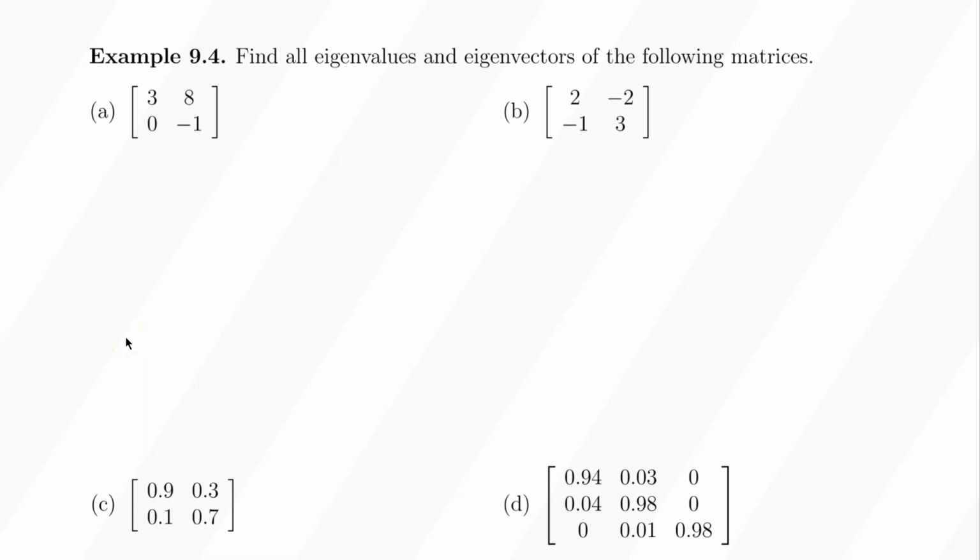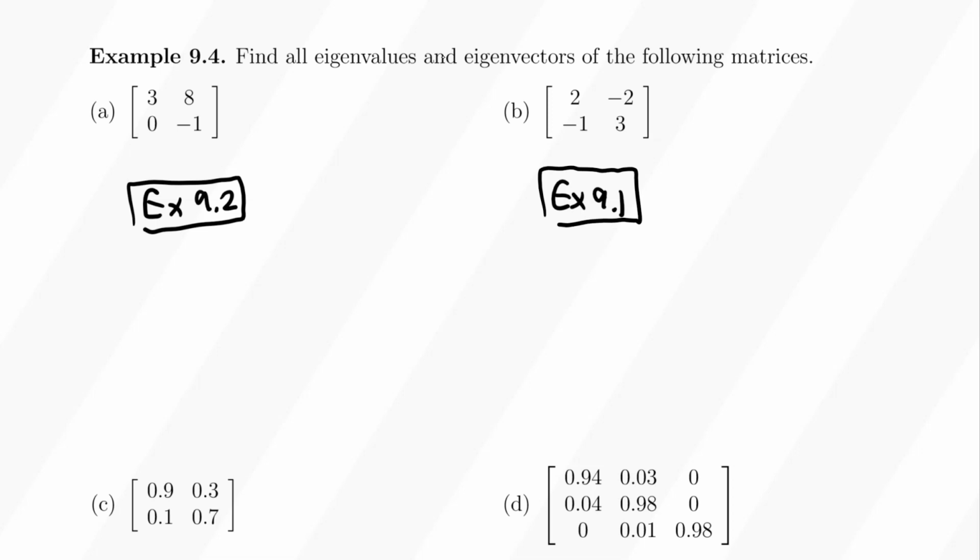Most computation programs nowadays are going to be able to find eigenvalues and eigenvectors of a matrix for you. For example, if I want to find the eigenstuff from these two matrices from the earlier examples, this is from example 9.2 and this is from example 9.1, then I can just go ahead and ask Python to do it for me.